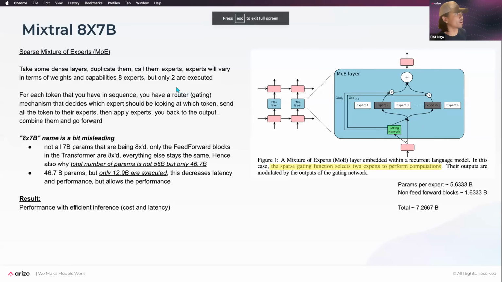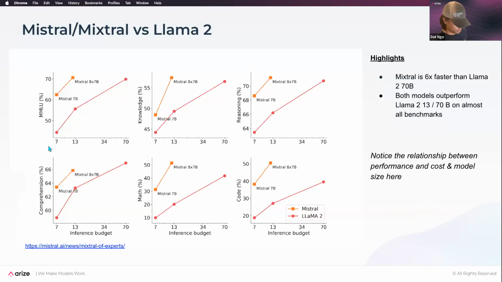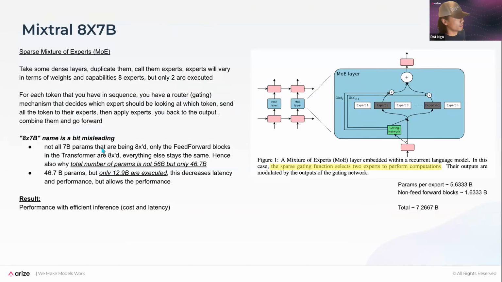8x7B. I actually find the name a bit misleading. When you do the math on this, just as a heads up, not all 7 billion parameters are being 8x'd. So 7 times 8 would be 56 billion. But when you look at the total number of parameters in the MoE, it's actually 46.7. And then your question is, okay, why? Like I said, not everything is duplicated 8 times.